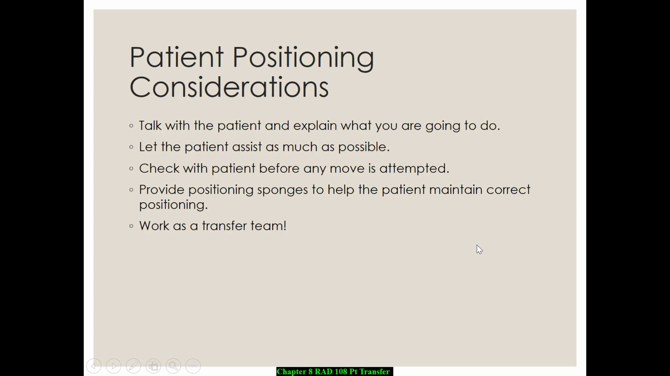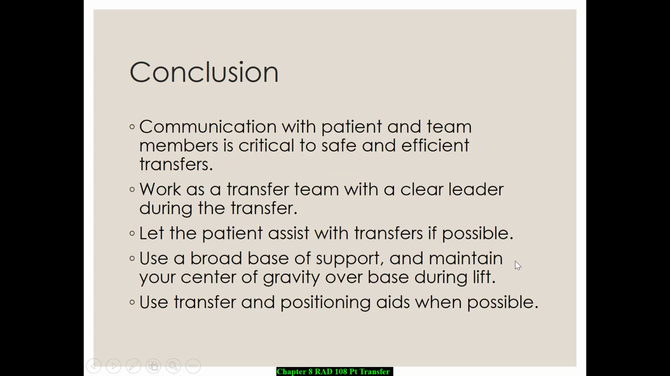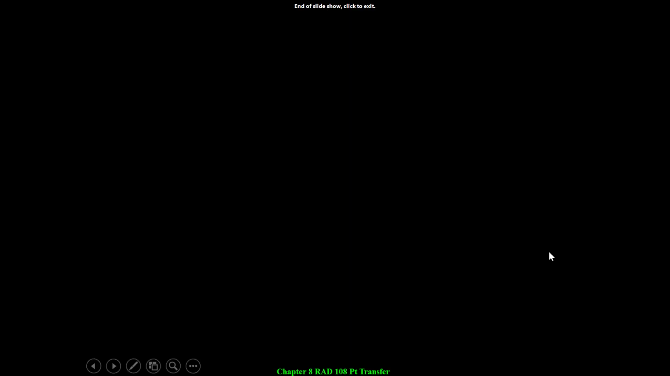And then just remember, for considerations with your patient, explain to them. Communication is key. You've got to tell them what is going on. Let your patient assist as much as possible to save on your back pain. If they're able to scoot across the table, then just kind of guide the injured part. Check with your patient before any move is attempted, and you're going to provide any positioning sponge to help maintain that correct position. And then I can't emphasize enough to transfer as a team so that you're not taking on that responsibility of pulling patients by yourself if you have somebody who can help pull your patient. So you can always call for lift help in the department, and people will come and help. So keep that in mind.